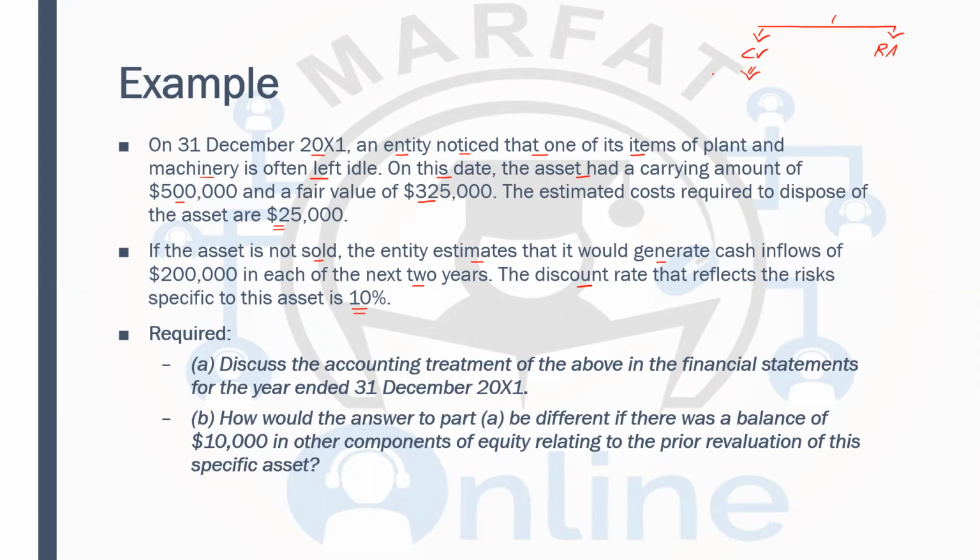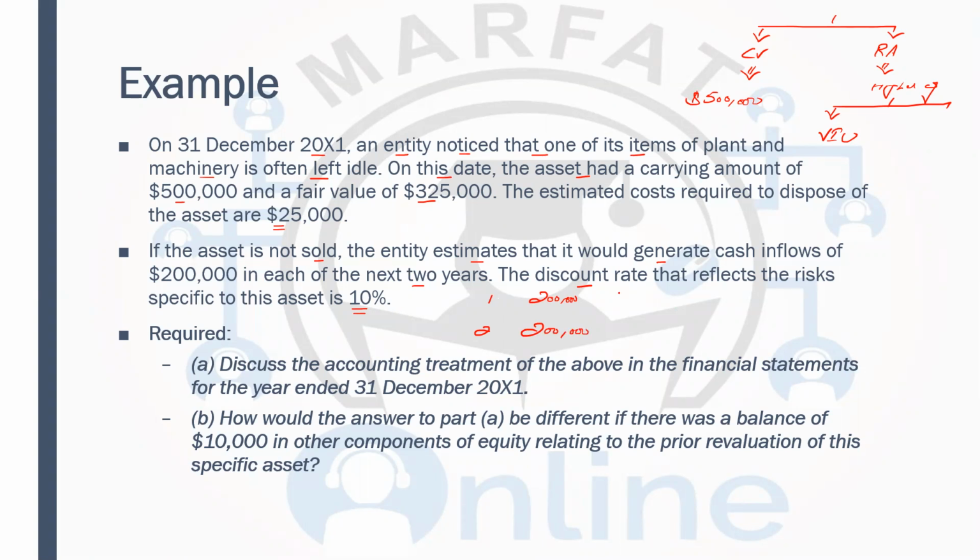Now carrying value is the book value, which is being given straight away: 500,000. Now recoverable amount is the higher of what? Value in use. Now value in use we have to calculate because here we have how many years? We have 2 years, year 1, year 2. In year 1, there will be an inflow of 200,000. In year 2, there will be an inflow of 200,000.